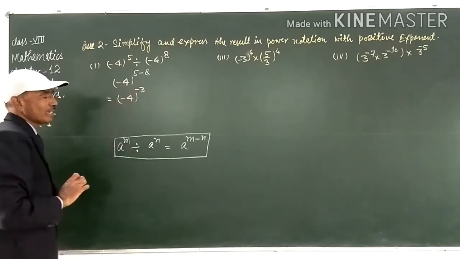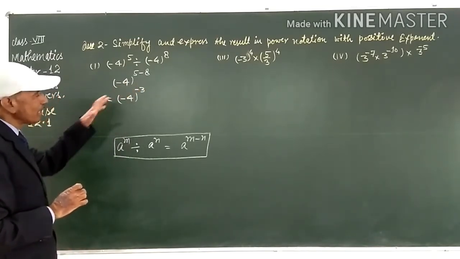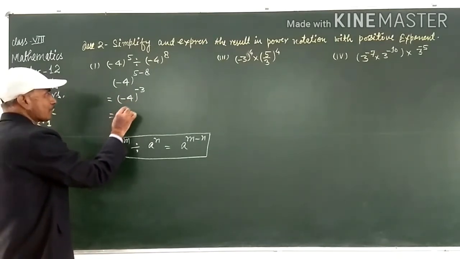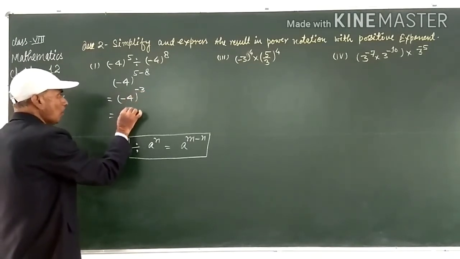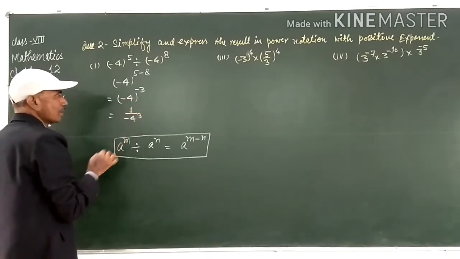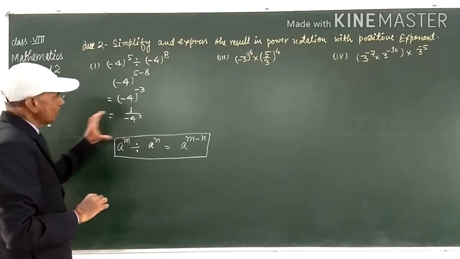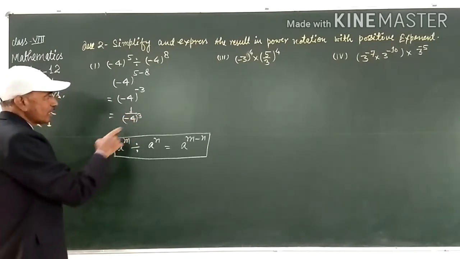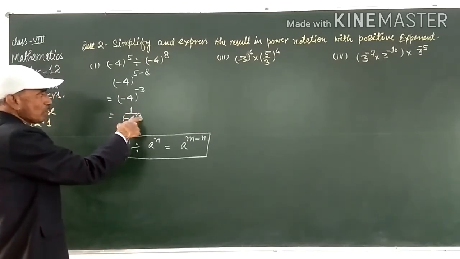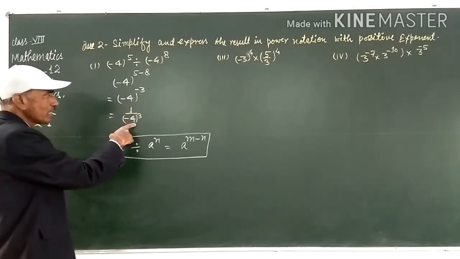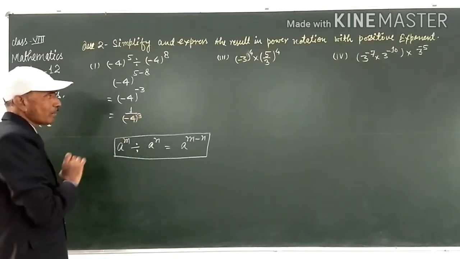So the exponent is negative here, but we have to write the exponent as positive. So we write this as 1 upon (-4) to the power 3. Clear, students? So this one will be 1 upon (-4)^3, which is the positive exponent. So the answer will be 1 upon (-4) to the power 3. This is in power notation, and the exponent is positive here.